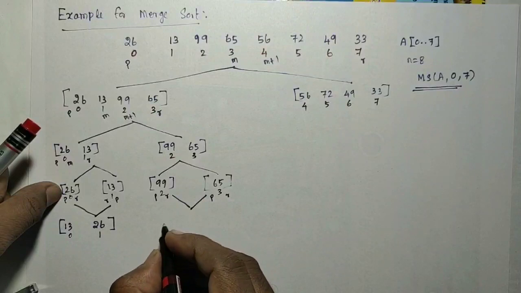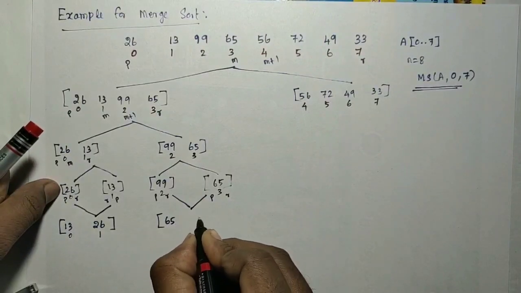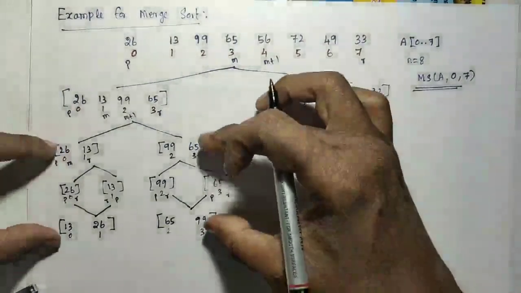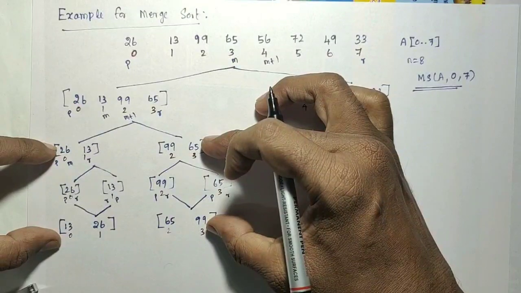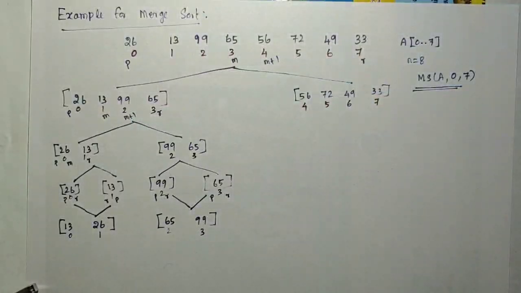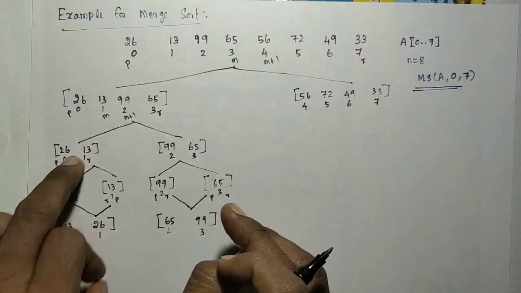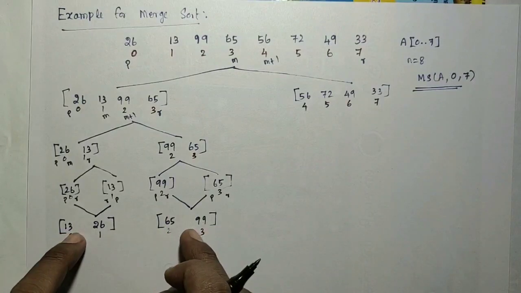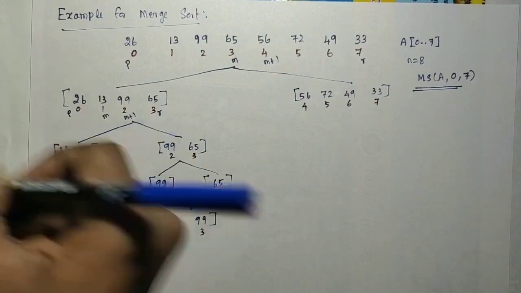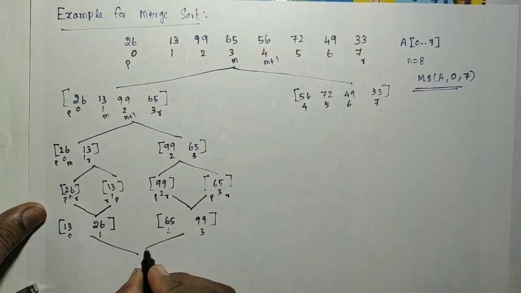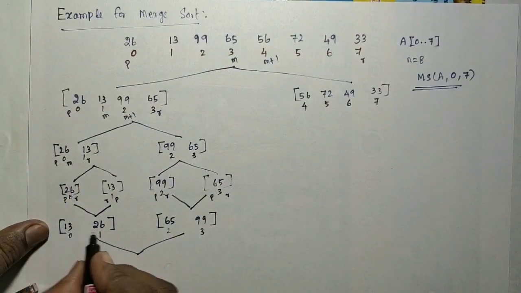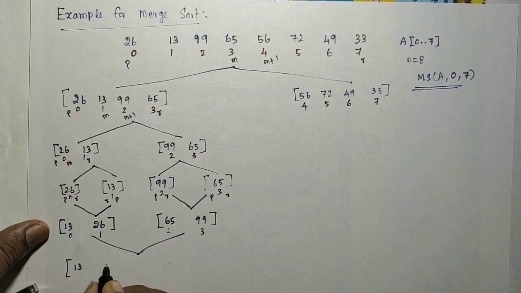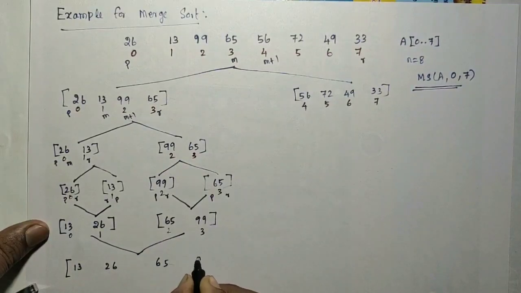After merging, what will happen? 2 and 3 will become 65 and 99. So here, these two are getting sorted. It means the first half is getting sorted like this, the second half is getting sorted like this. After this I need to merge these two. If I merge these two into one, the entire elements get sorted, so here 13, 26 and 65 and 99.